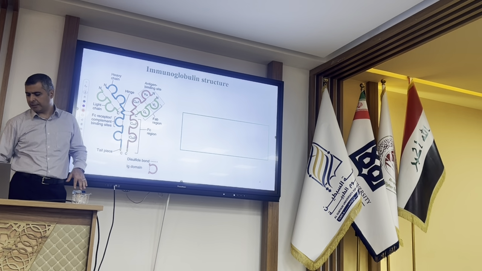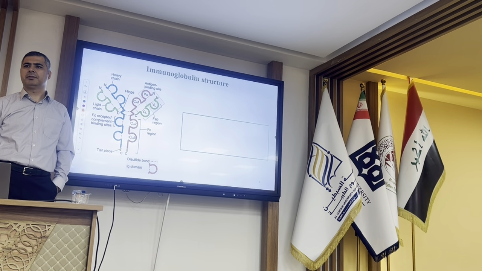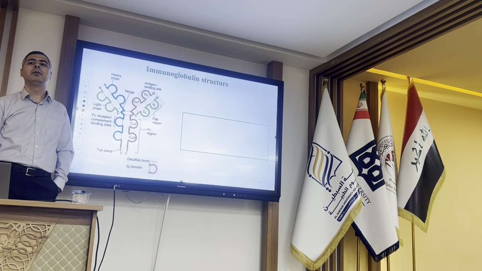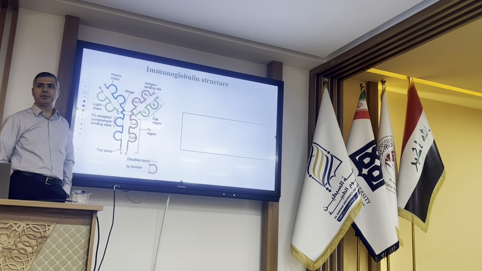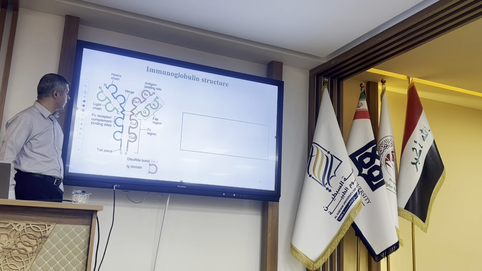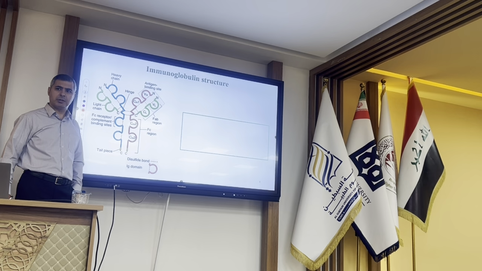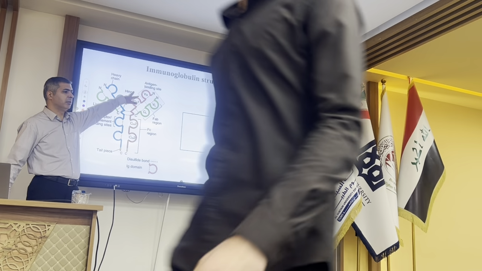What do you know about the structure of antibody? Tell me anything you remember from your previous lectures or previous course. Light chain, two identical light chain, and two identical heavy chain. Disulfide bonds. Yes. And Fab region. Okay. Antigen binding site. And where is antigen binding site?